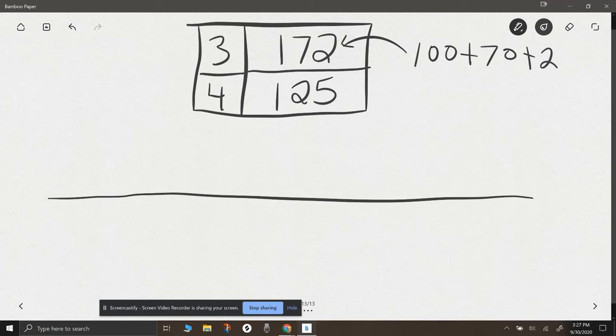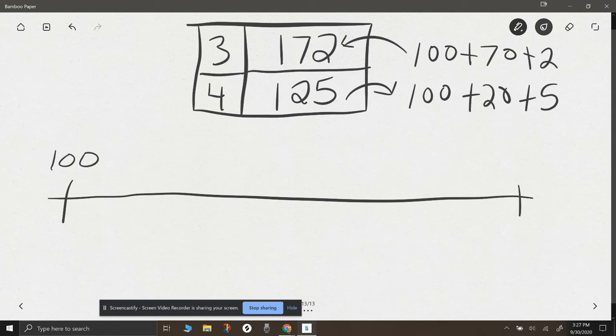So let's do the same thing. My arrows are going in different directions. That's all right. 100 plus 20 plus 5. Okay. Now that we have that divided out into hundreds, tens, and ones, it's real easy to make an open number line. And I want you to think about this number line starting off at 100, because we have 100 there, and everything else is going to be greater than 100.